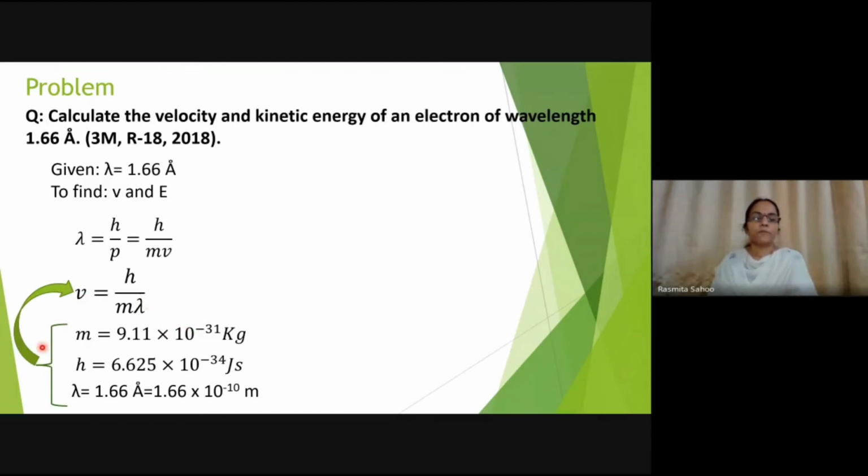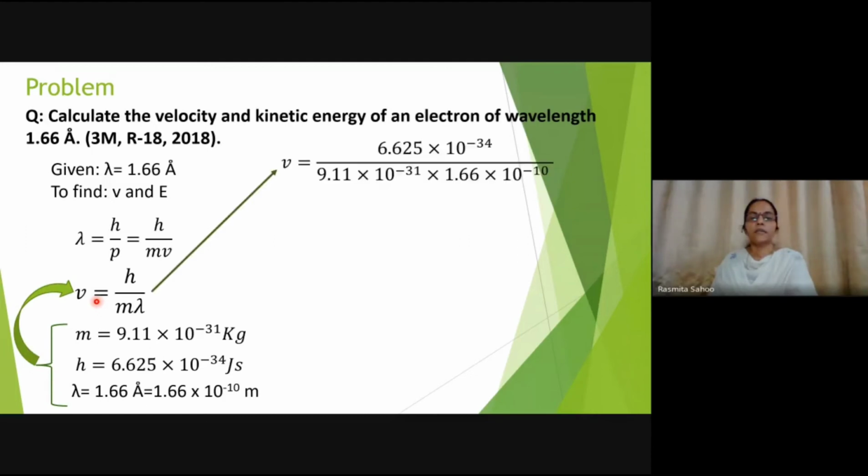So after substituting these values here, I get v is equal to, in place of h I have written 6.625 into 10 to the power minus 34. In place of m I have written 9.11 into 10 to the power minus 31. And this is the given wavelength. Now solving this, one can get v is equal to 4.38 into 10 to the power 6 meter per second. This is the velocity of the electron.